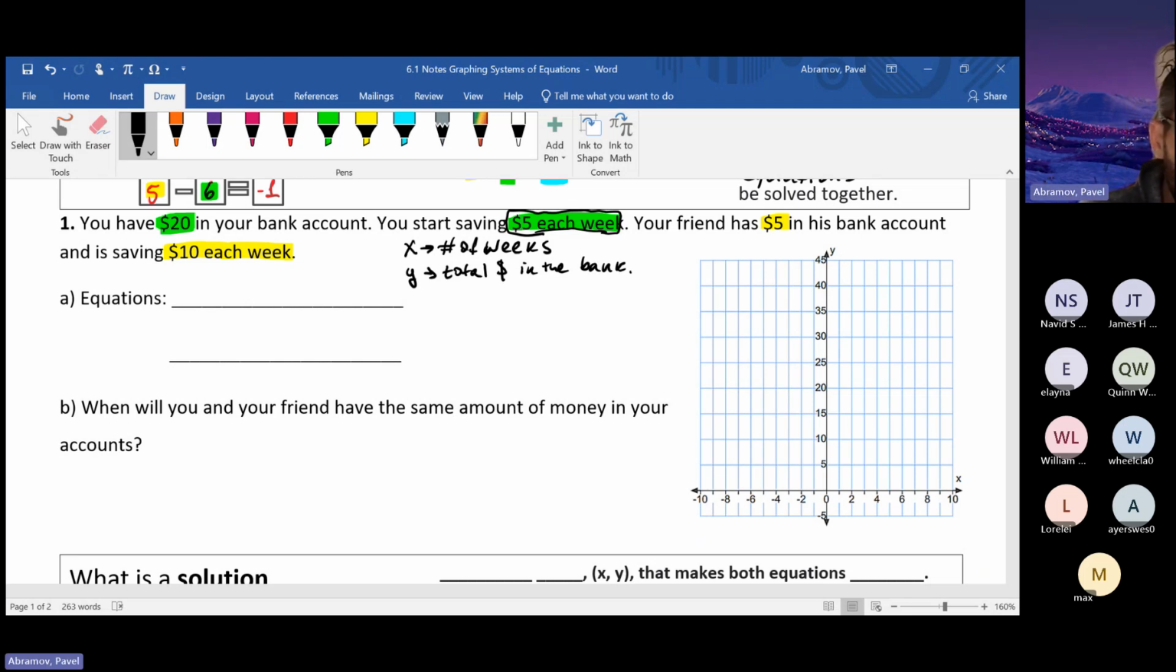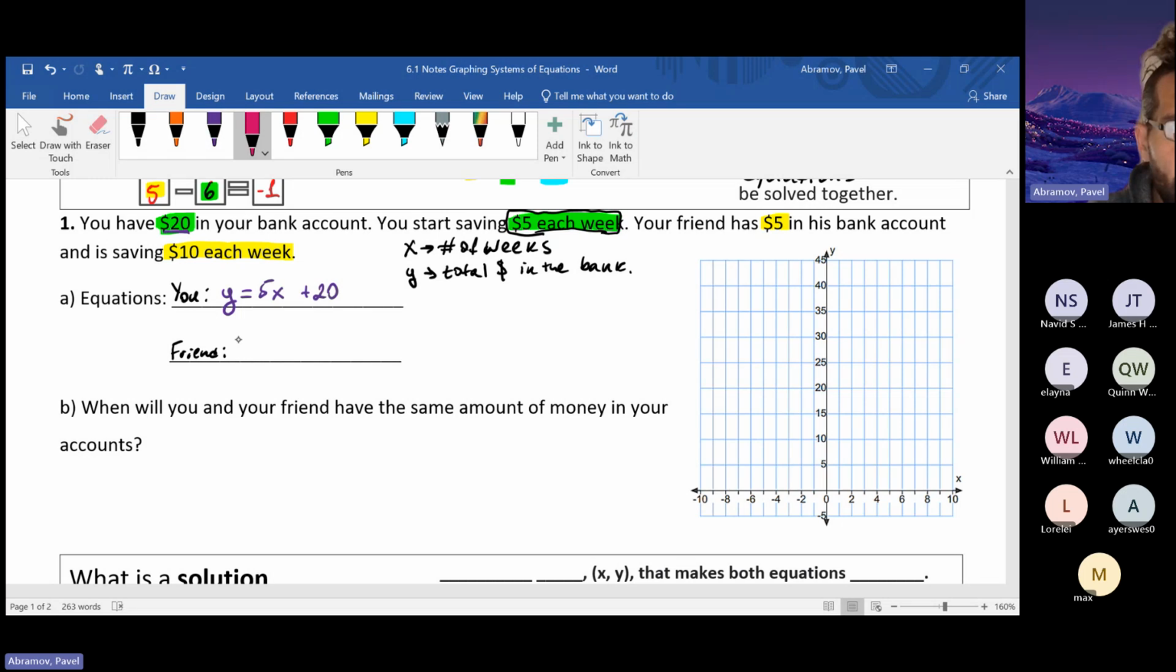So then we can set up these equations. We're going to set up the equation for you and then your friend. So for the equation for you, we have the money in the bank, which is the dependent variable. So y depends on x. And then we know that we're starting with $20. So you have $20 no matter what, even before you started saving. So that's your constant. But then you save $5 every week. So you take $5 and you multiply it by how many weeks you have. So you have the equation y equals 5x plus 20.